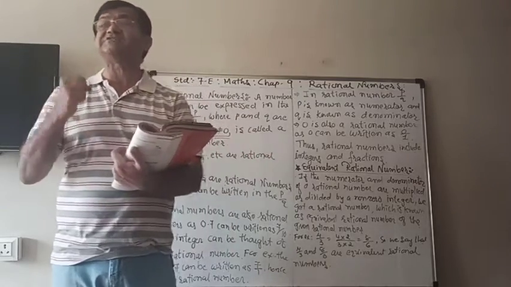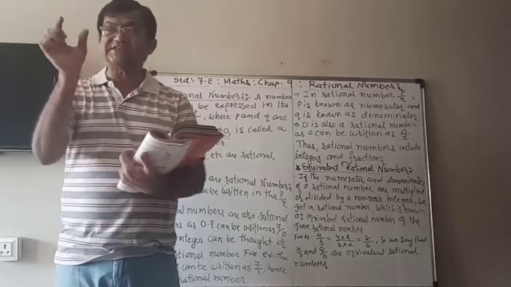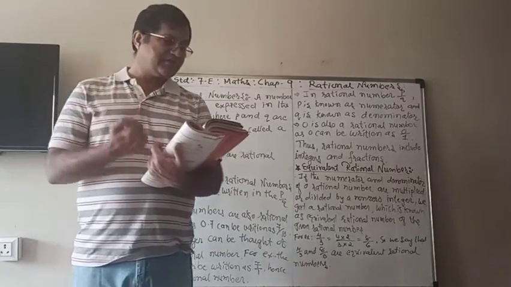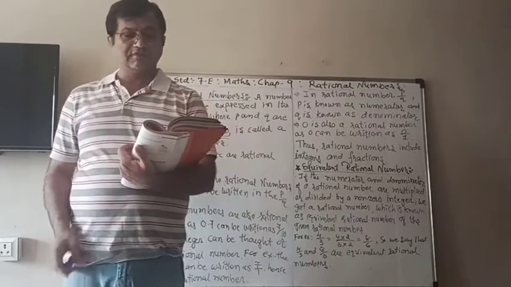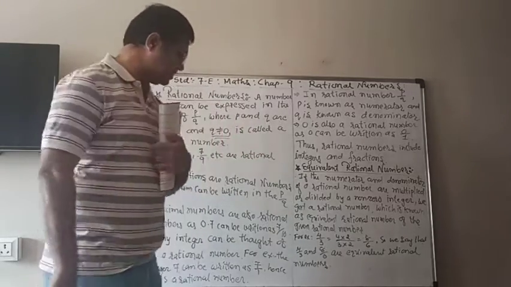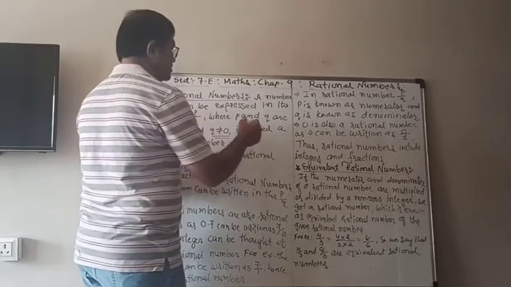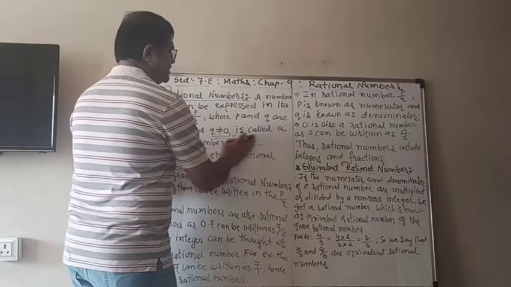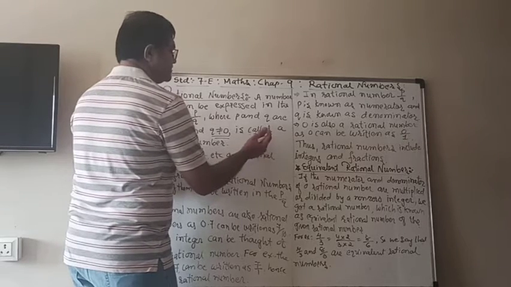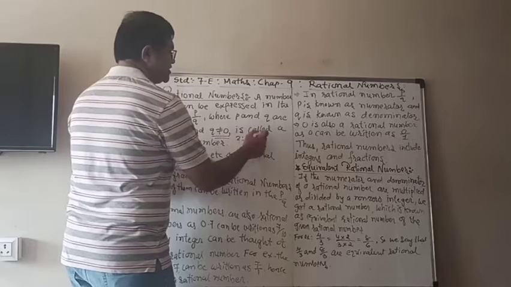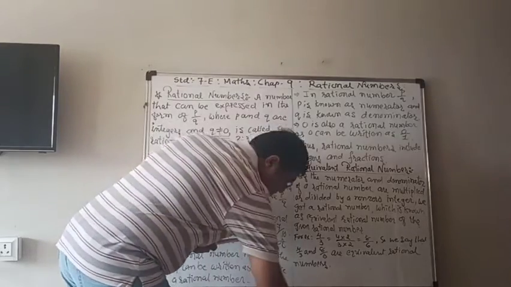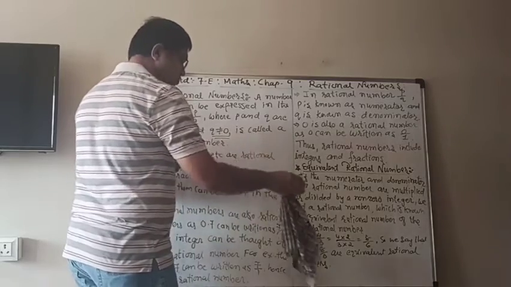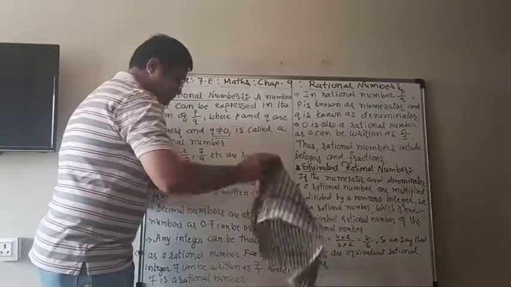Now this word rational numbers. So rational, that word derived from the term ratio. We know the ratio like 2:3, 4:5. Then the ratio can be written as 2/3. 2:3 is written as 2/3. So here from the ratio we write down the number. So it is known as rational numbers.